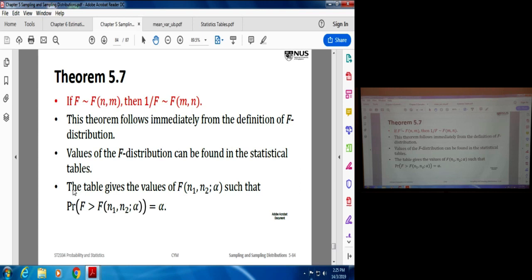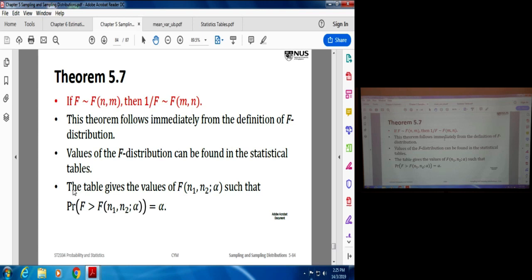Okay, so if I take this one, I've got N and M. Basically, I do the inverse of this, 1 over F, and I get M over N. You just flip around the degrees of freedom. It can be found immediately, right? It's pretty straightforward to establish this result. If you're interested in why it's the case, let me just tell you why.